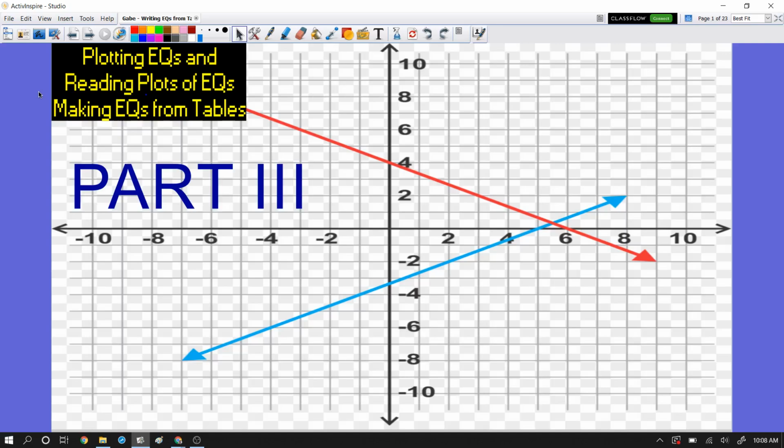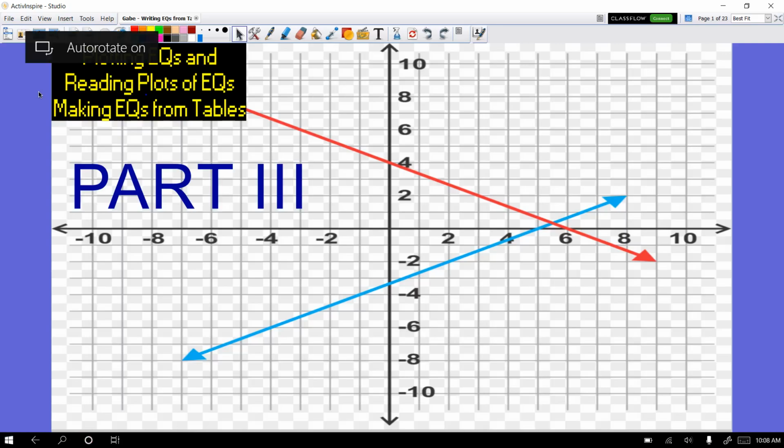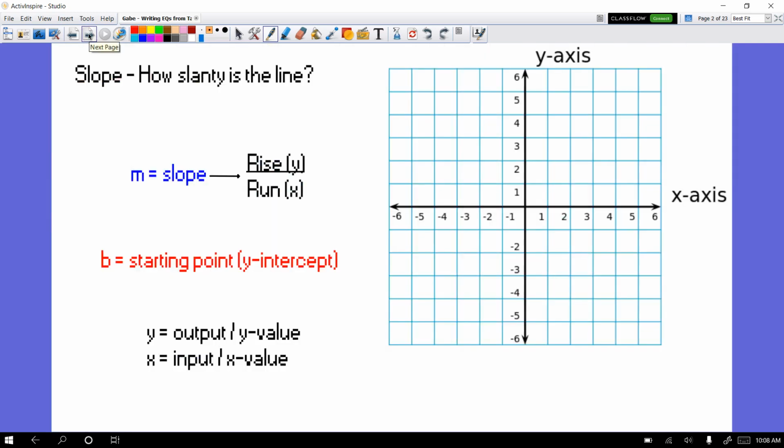Plotting equations, reading and plotting equations, and making equations from tables. That's what we're going to knock out today, is making equations from tables.